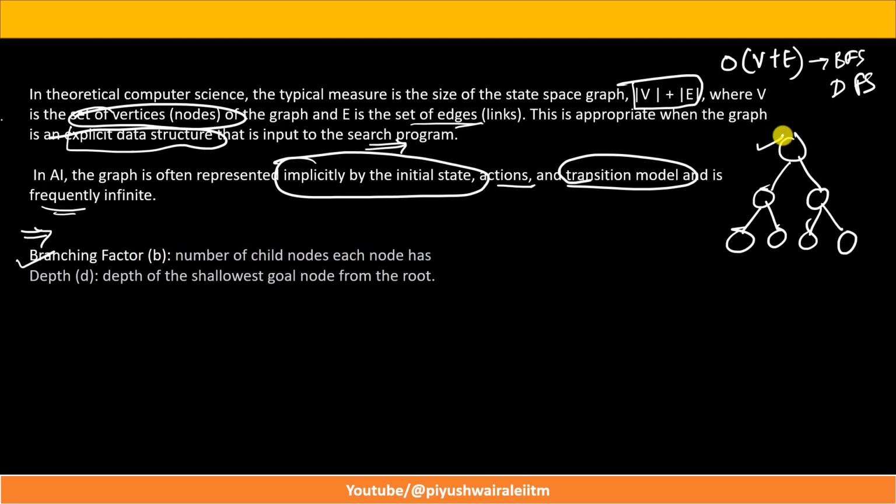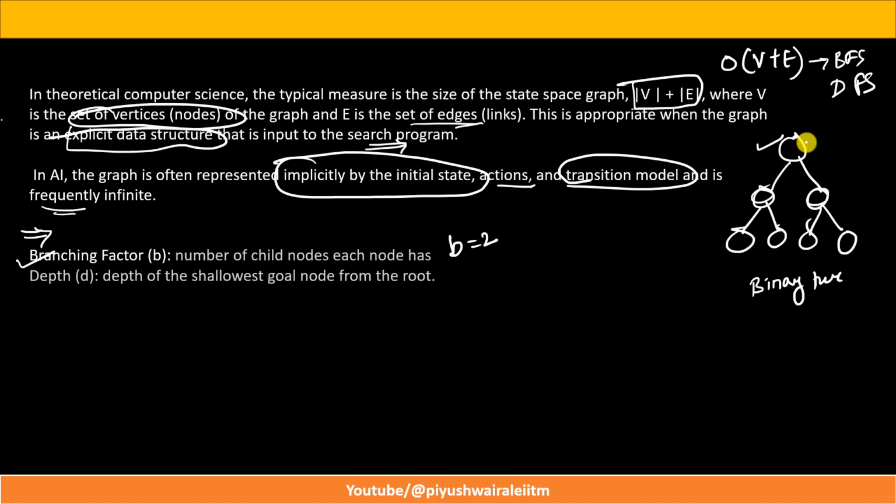This is basically the number of child nodes each node has, right? So if you consider this tree, this node has two child nodes, this node has two child nodes, and this node has two child nodes. So this is basically my binary tree, where each node has two child nodes. In this case, our branching factor is 2. And depth is basically the depth of the shallowest node from the root, right?